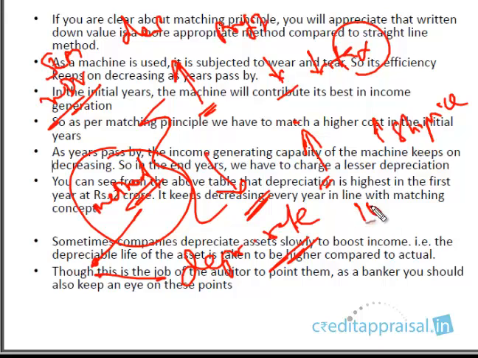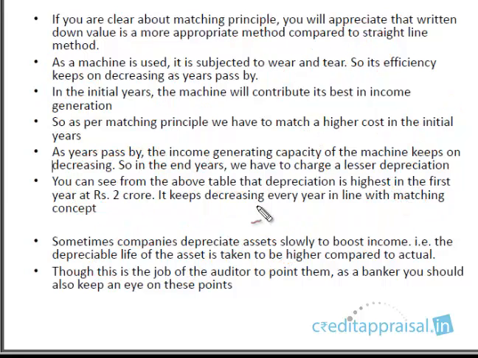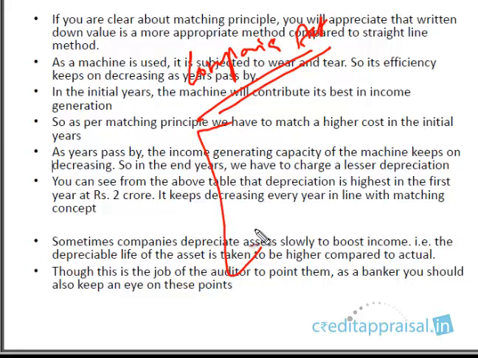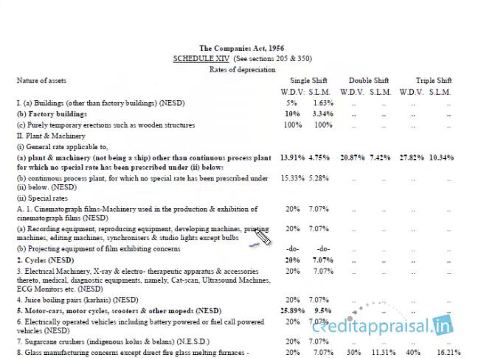Say for example, in the earlier examples, we calculated depreciation based on 10%. So why 10%? Who said 10%? Depreciation rates are actually stipulated by the Companies Act, right? The Companies Act will be listing the depreciation rates to be followed for various assets. I'll show you the table right now. So these are the depreciation rates as per the Companies Act, right? The Companies Act will be stipulating various rates of depreciation for different assets, based on the WDV or SLM method.